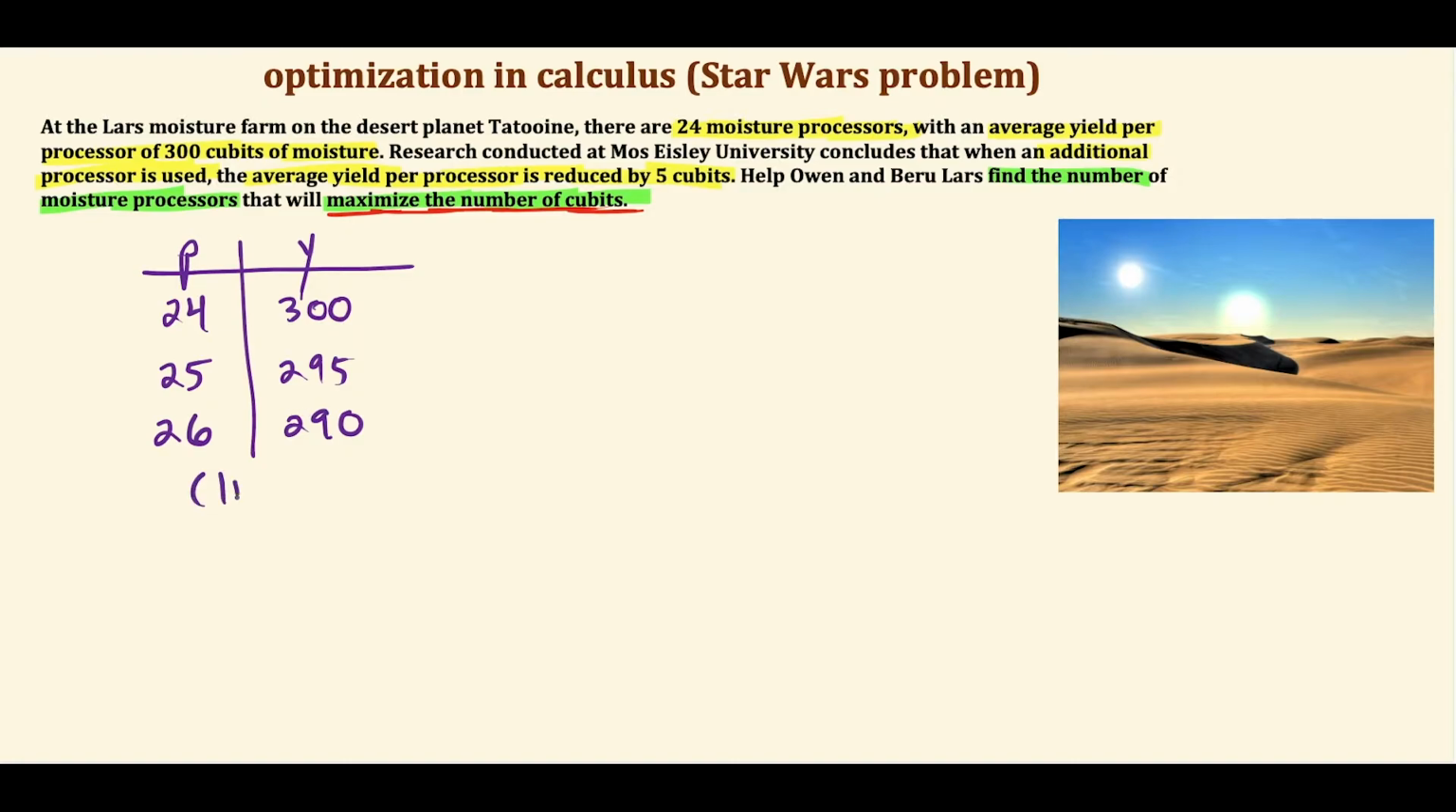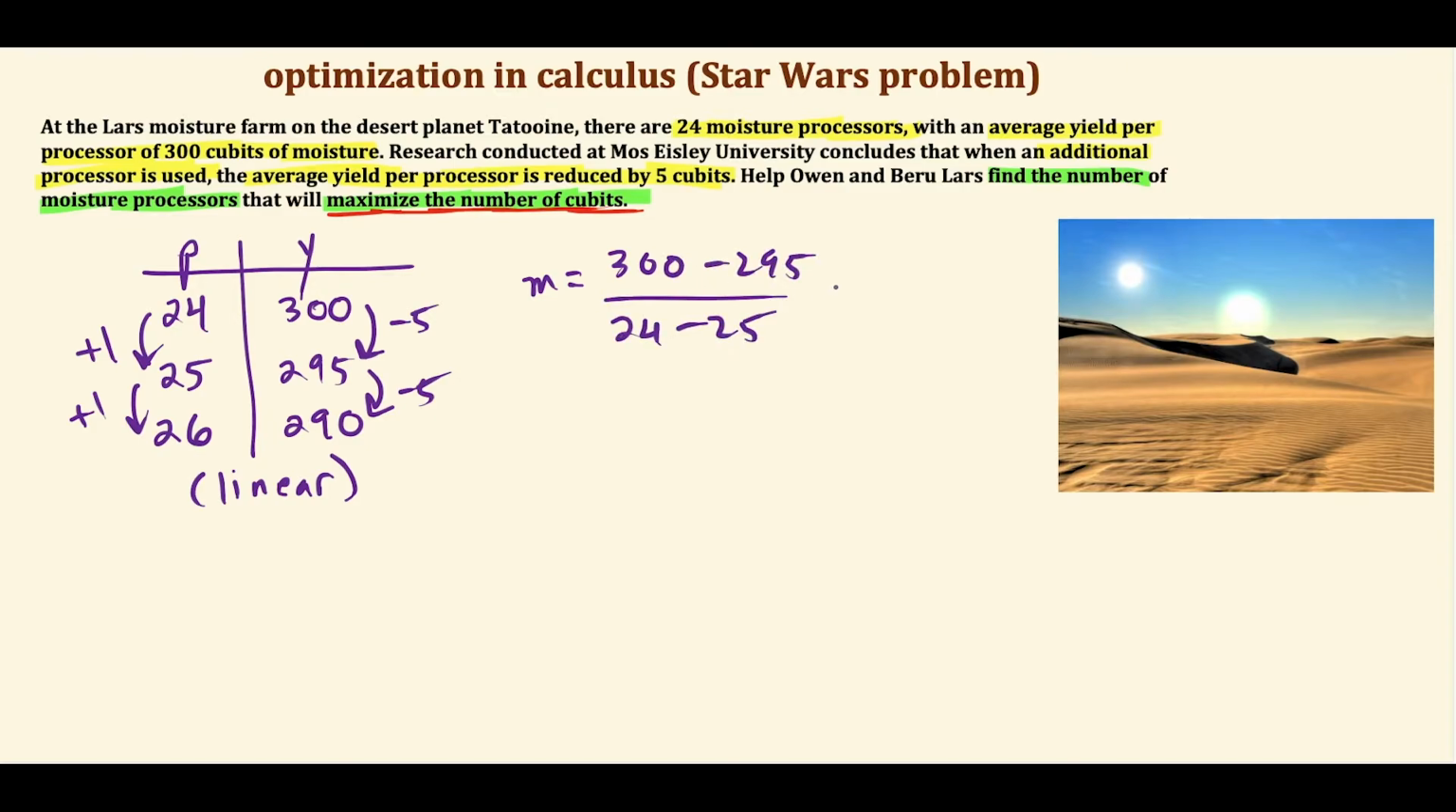If you think about this very carefully, this is a linear relationship between P, the number of processors, and Y, the average yield per processor. So then what you could do is write an equation that connects P and Y. What we could do is find the slope between these 2 points here, if I use the first two. For my P values here, when they go up 1, my Y values are going down 5. So we could see this constant rate of change here. Now, another way you could find this is just find the slope between any 2 points. You could do 300 minus 295 divided by 24 minus 25. And this tells you the slope is -5, which makes sense when we reread this sentence here, that the average yield is reduced by 5 cubits for each additional processor used.